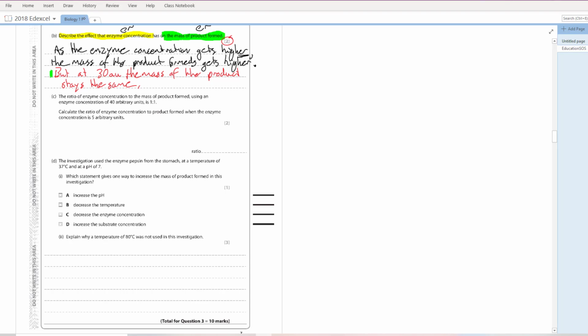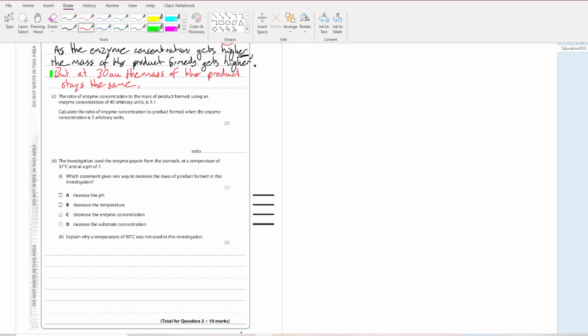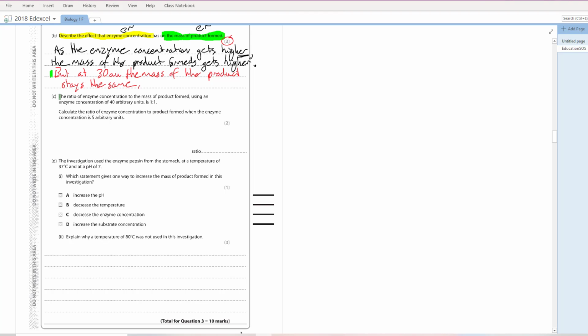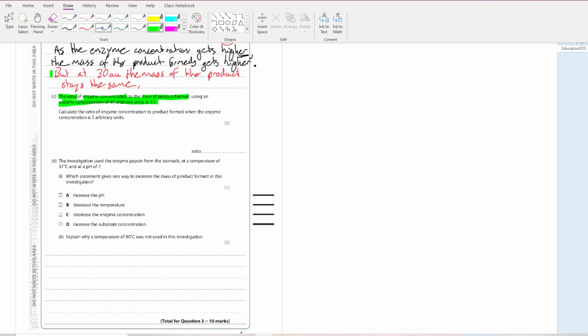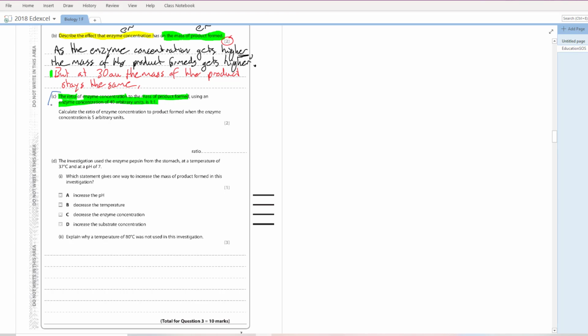Now the next question, it looks kind of complicated. Well, let's have a look at it. So it's talking about the ratio, so it's a math skill we're looking at. The ratio of the enzyme concentration to the mass formed using an enzyme concentration of 40 arbitrary units is 1:1. Now with the question, it says calculate the ratio of enzyme concentration to product formed when the enzyme concentration is 5 arbitrary units. Now let's just first of all understand this.